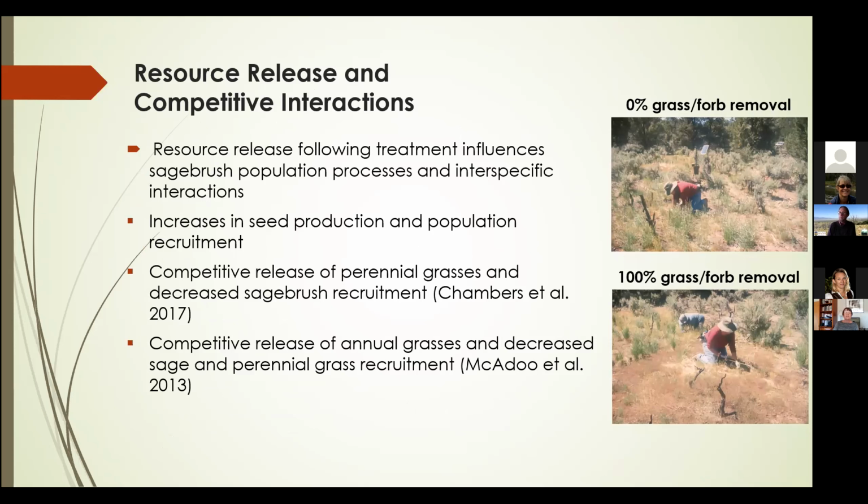Of course, one of the reasons we're interested in both the severity of disturbance and the amount of resources that are released is because it significantly influences sagebrush population processes and competitive interactions among all the dominant life forms. We know that when we have increases in resources, we can see increased sagebrush seed production and population recruitment, but we can also have competitive release of perennial grasses, which can decrease sagebrush recruitment. And then we can have competitive release of annual grasses and see decreased recruitment of both sagebrush and perennial grasses.